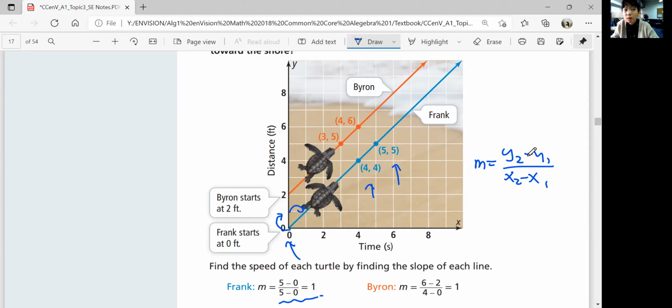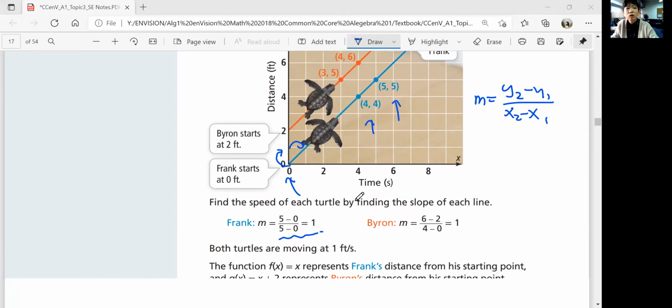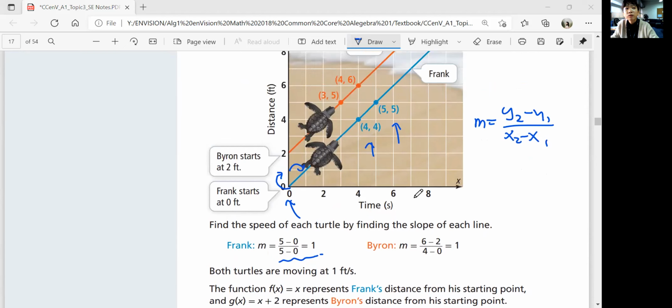So what can you tell about these 2 lines? They're parallel. Okay. Both turtles are moving at 1 foot per second. So the function f of x represents Frank's distance from his starting point, and g of x is x plus 2.